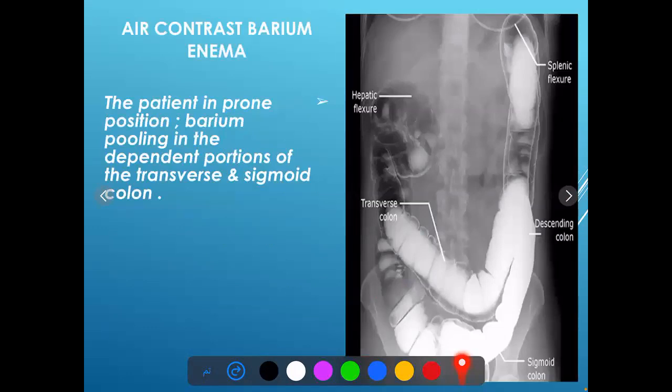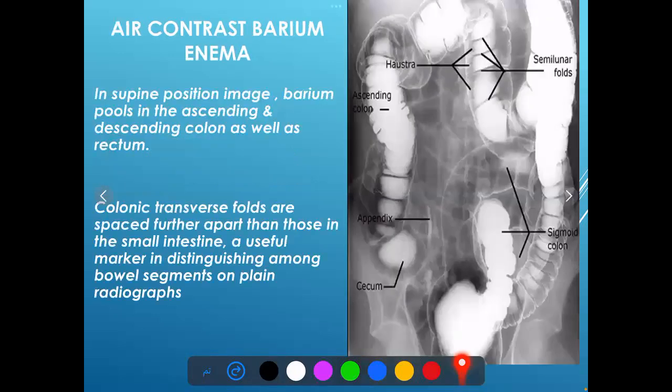Then we have the air contrast barium enema examination. When the patient is in a prone position, barium pools in the dependent portion of the transverse and sigmoid colon. When the patient is in the supine position, barium pools in the ascending and descending colon as well as the rectum. Colonic transverse folds are spaced further apart than those in the small intestine, as we see here. It is a useful marker in distinguishing among bowel segments on a plain radiograph.